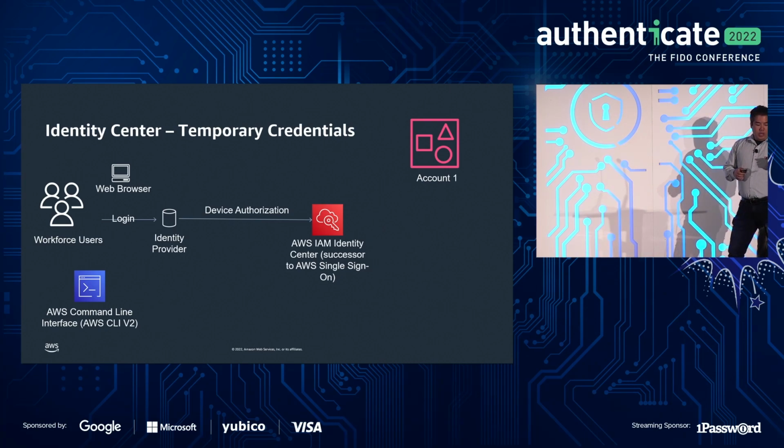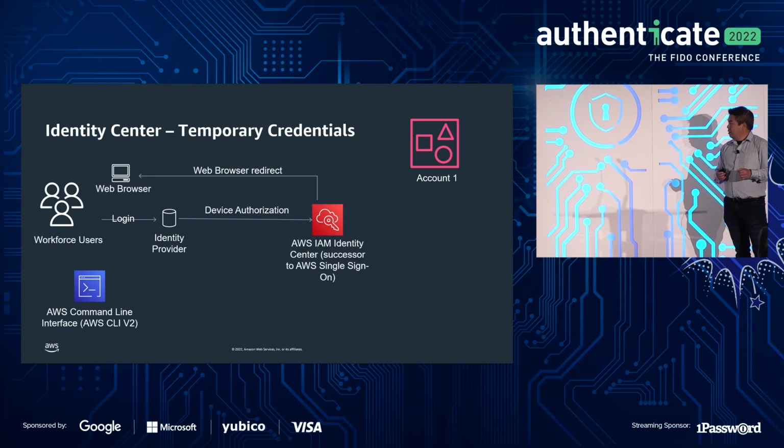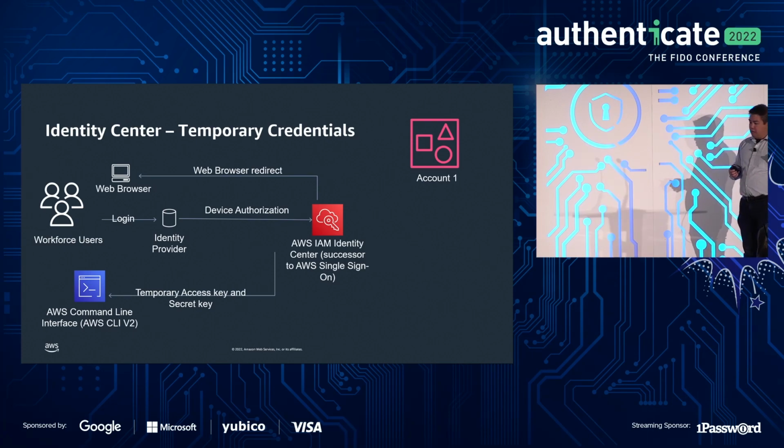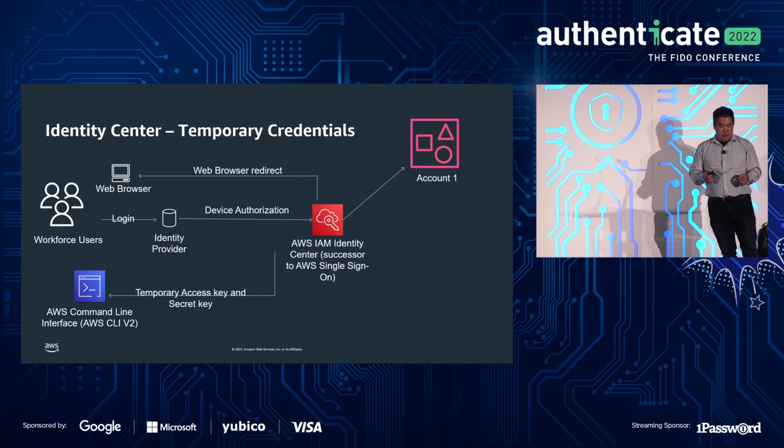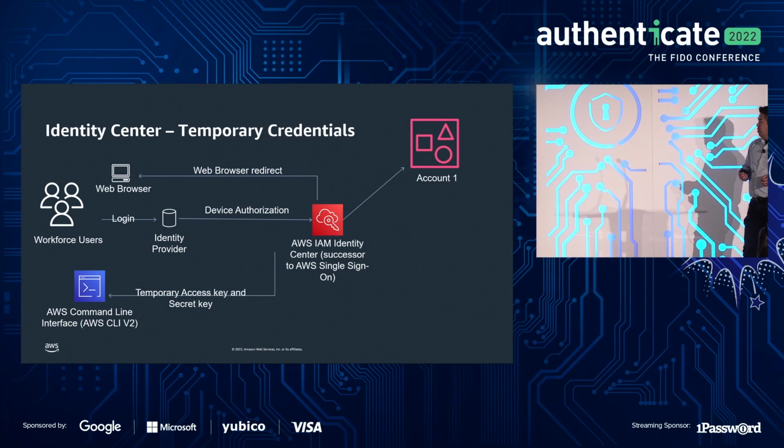This is what we're using. So when you log in and you do this, you'll be presented with those funny prompts: please type in the 6 characters that you see on the screen into your web browser, and we're doing a device authorization. You get redirected to your web browser if the web browser is available, and you get authenticated, and you're provided with temporary access keys and secret keys. And you can use that now to access your AWS accounts.